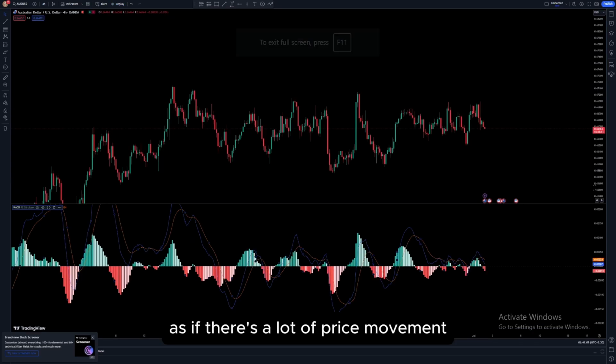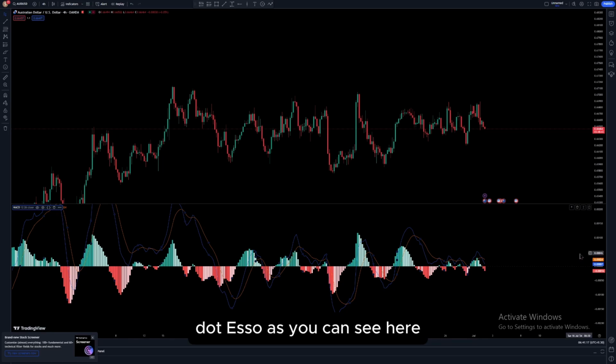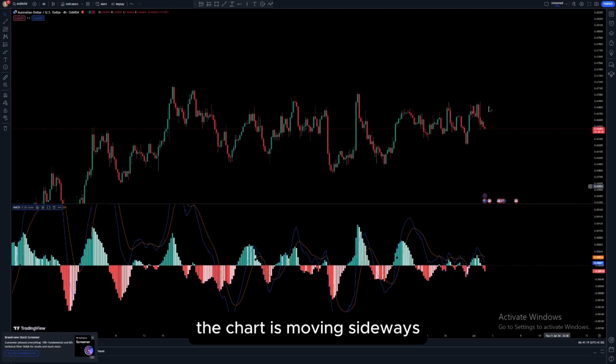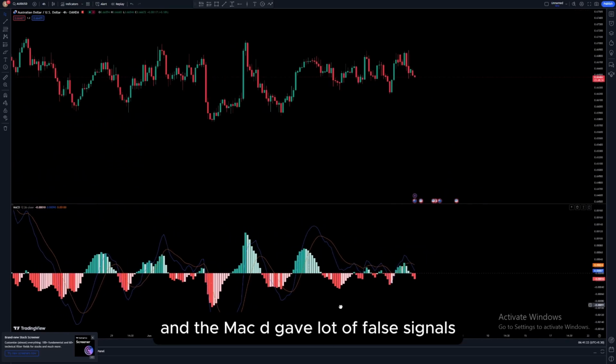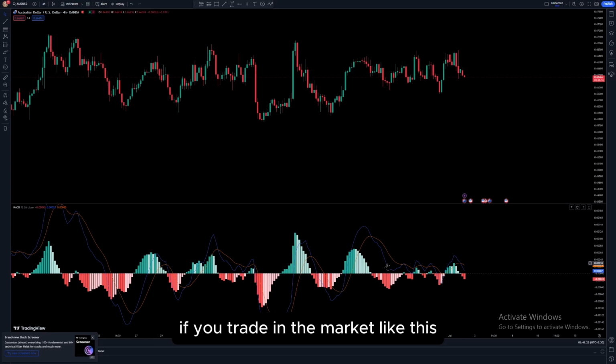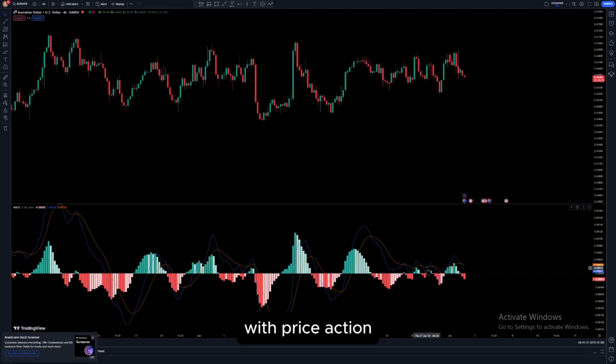If there's a lot of price movement, or when the chart starts going sideways and losing momentum, then the strategy starts to give false signals. So, as you can see here, the chart is moving sideways and lost almost all of its downward momentum, and the MACD gave a lot of false signals. If you trade in a market like this, then you can easily lose money. The solution for this is that we have to combine the MACD with price action.